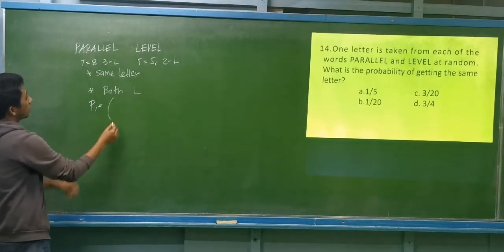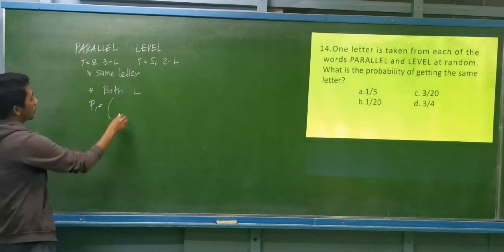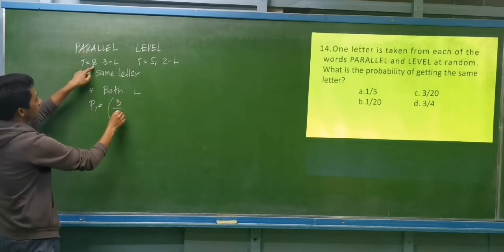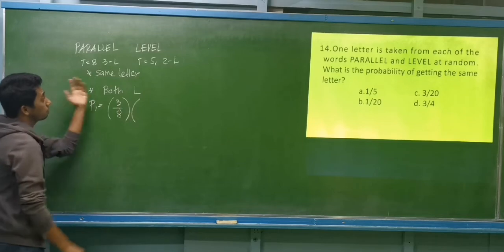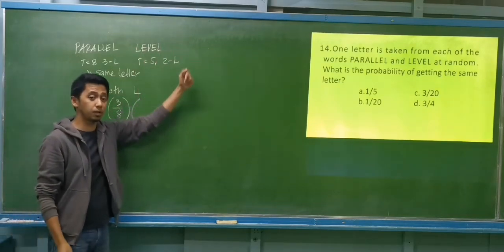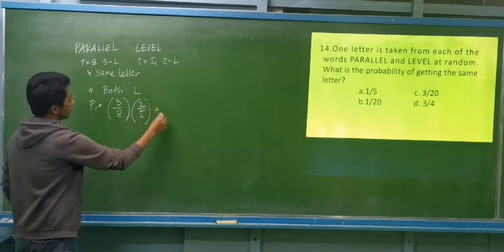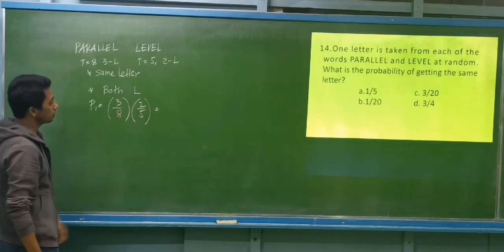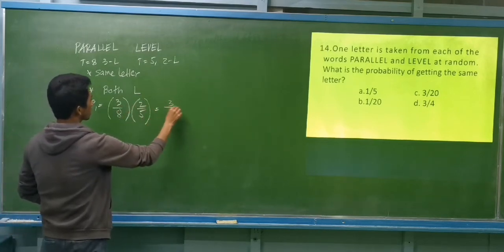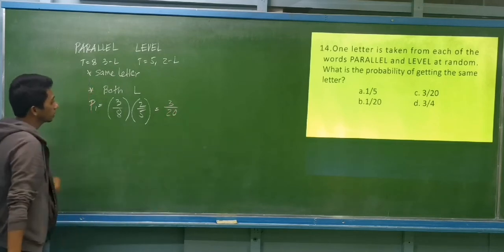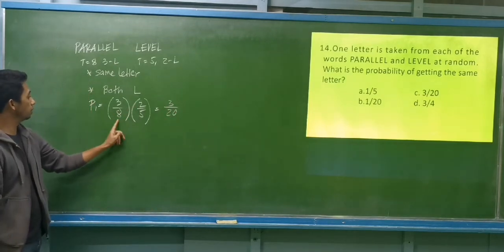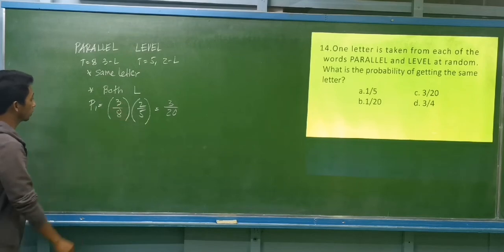So ano yung probability na letter L yung makukuha ko sa word na parallel? That is 3 over 8. Multiplied by yung probability na letter L from the word level, that is 2 over 5. So this is the same as 6 over 40 or the same as 3 over 20. Okay? 4 times 5 is 20, 3 over 20.